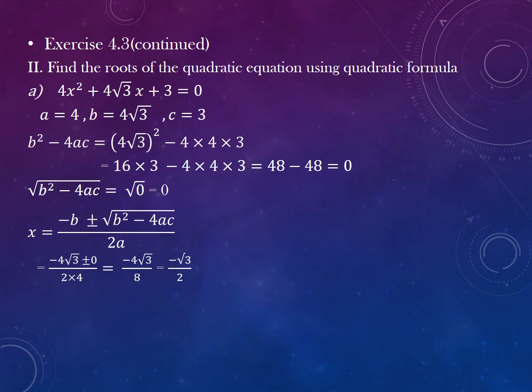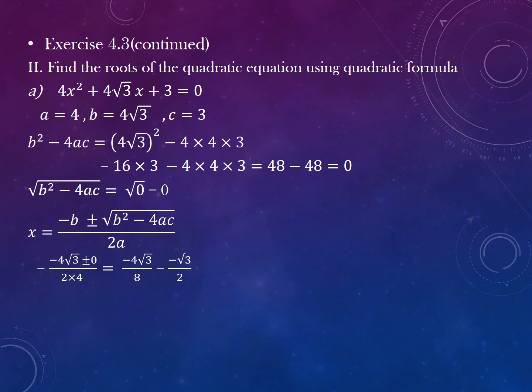The discriminant b square minus 4ac is equal to 4 root 3 whole square minus 4 into 4 into 3, which becomes 16 into 3 minus 48. Again it is 48 minus 48 equal to 0. Square root of b square minus 4ac is equal to root of 0, which is also 0.